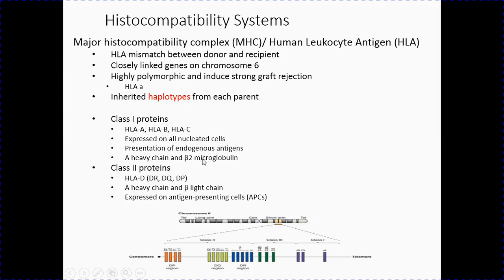And the purpose of this beta-2 microglobulin light chain is that it causes the cells with class 1 MHC proteins to only present their peptides, their processed antigens, to cytotoxic T cells, to CD8 positive cells. So the beta-2 microglobulin only allows recognition and presentation to cytotoxic T cells.